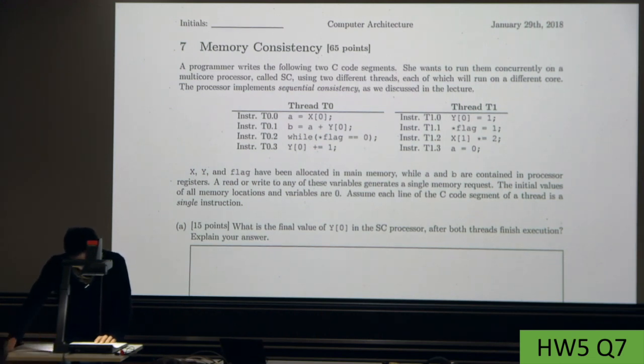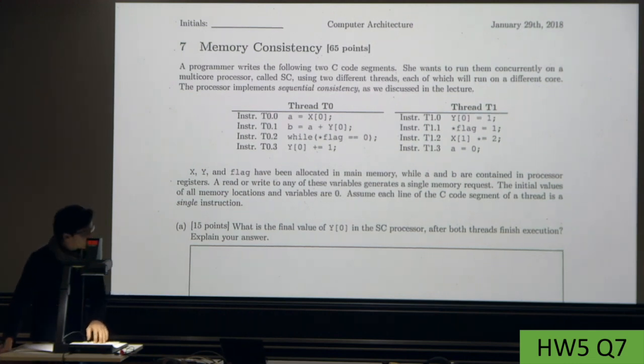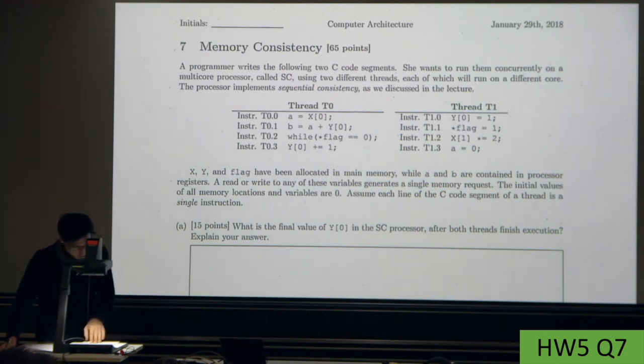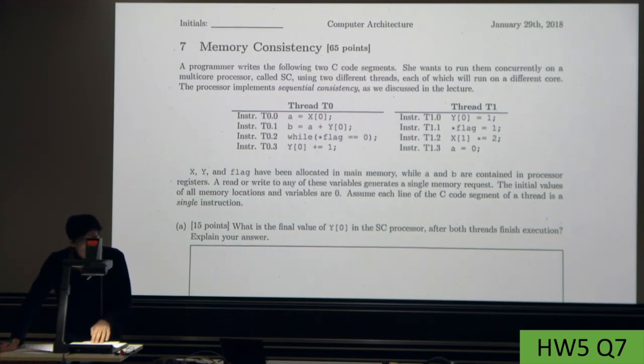The processor implements sequential consistency as we discussed in the lecture, and this is the code that the two threads execute. It's very simple. As you can see, each of them is composed of four instructions. X, Y, and flag have been allocated in main memory, while A and B are contained in processor registers. A read or write to any of these variables generates a single memory request. The initial values of all memory locations and variables are 0. Assume each line of the C code segment of a thread is a single instruction. That's important to keep in mind.